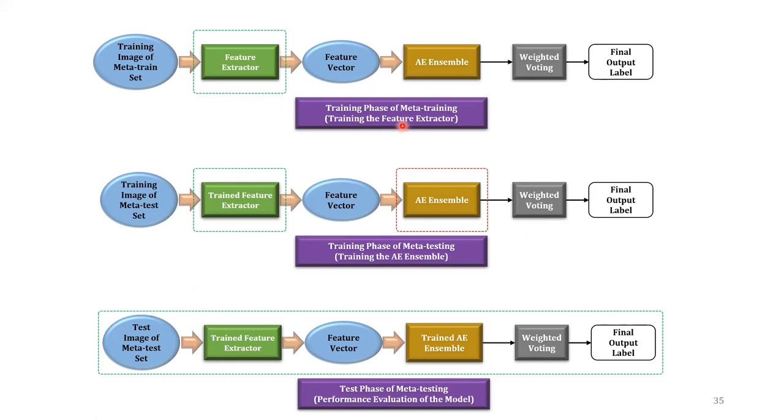So that is how, from the meta learning point of view, we can also explain the different steps of our method. One interesting thing to observe here: usually for most of the meta learning frameworks, one classifier model is used, and that is trained during the meta training as well as during the training phase of meta testing. However, in our design, during the training phase of meta training, we train the feature extractor, and during the training phase of meta testing, we train the autoencoder ensemble. So the training phase of meta training and the training phase of meta testing are architecturally disjoint as well. Not only are they sequentially disjoint, they are also architecturally disjoint.